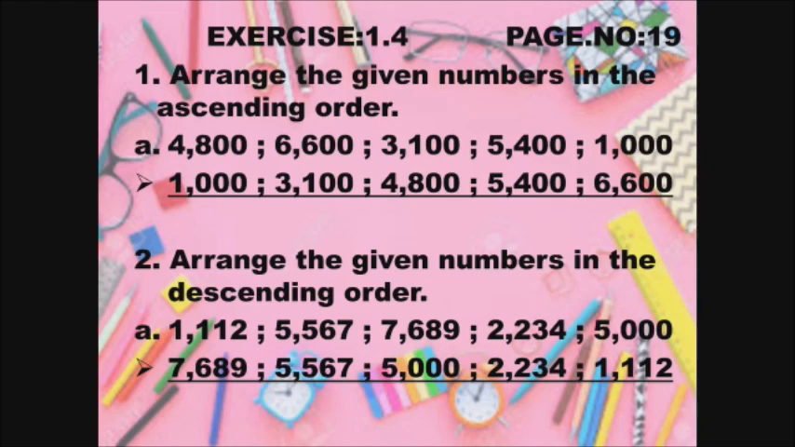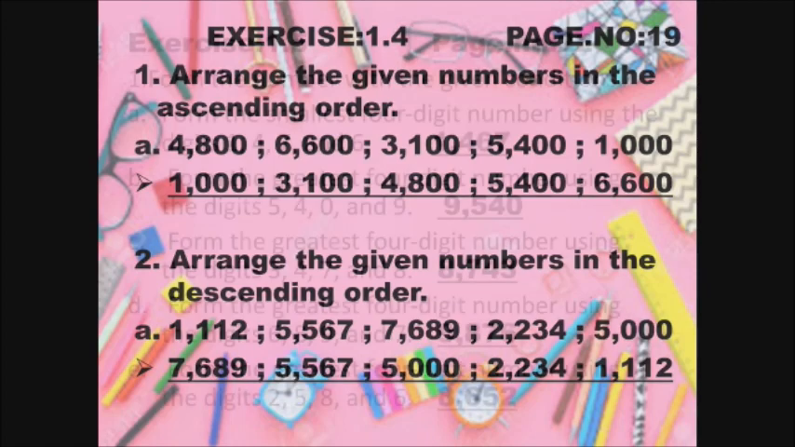Next, 5 and 5 are there in the thousands place. As I have said already, we have to move on to the hundreds place. In the hundreds place we have 5 and 0. So 5 is the greatest, and 5,567 is the next greatest number. Automatically, next is 5,000. And 2,234 is the next greatest number. And at the last, 1,112. So that is the final number. Copy down these two sums in your textbook.